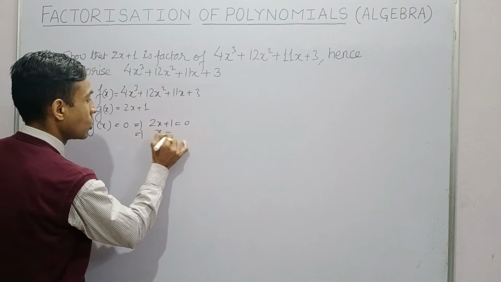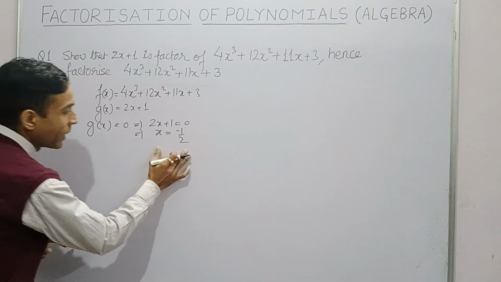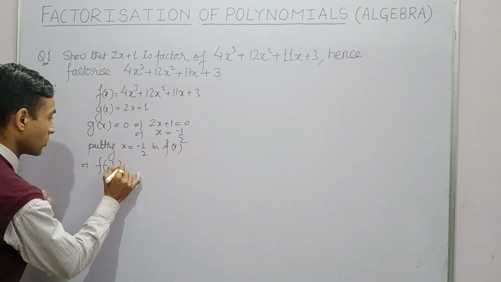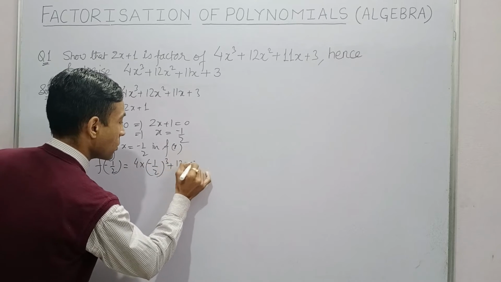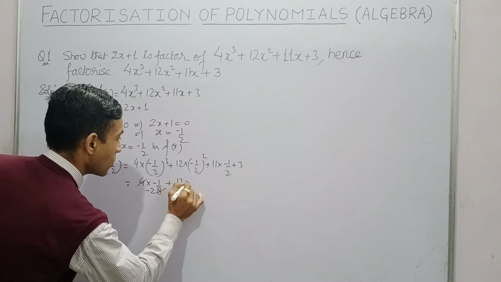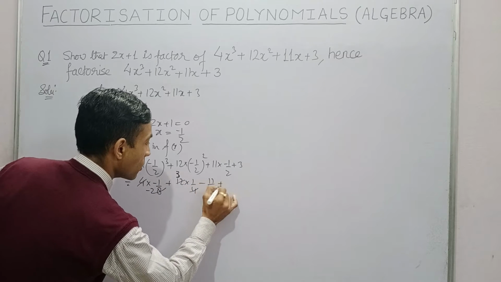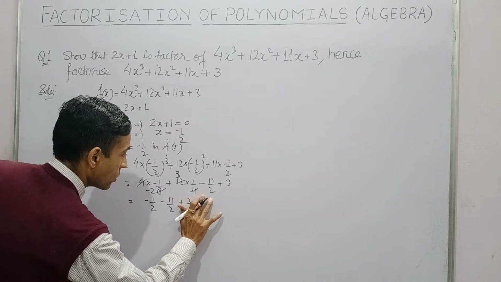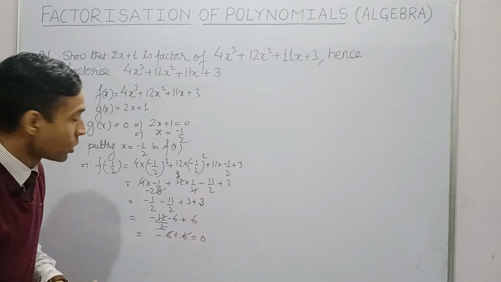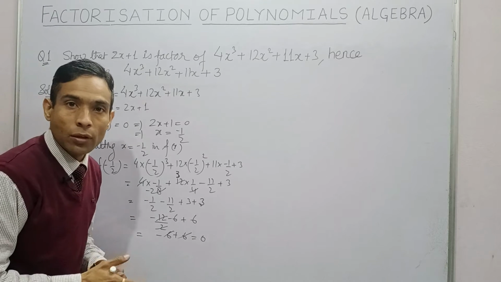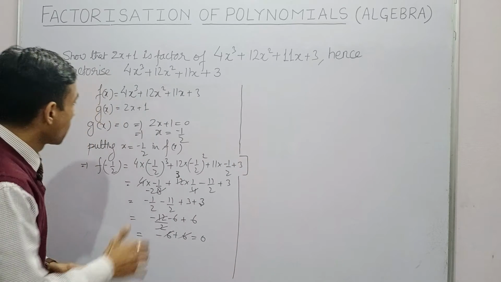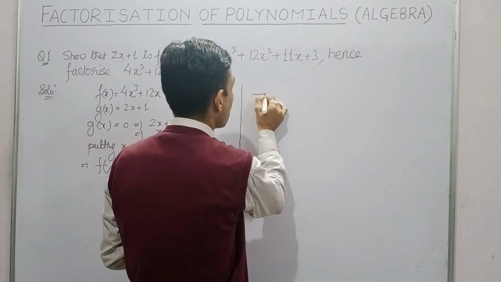This gives x is equal to minus 1 by 2. We will put x is equal to minus 1 by 2 in f(x). Therefore, 2x plus 1 is a factor of the given polynomial f(x). Now, in order to factorize this further, we will divide f(x) by g(x) using the division method.